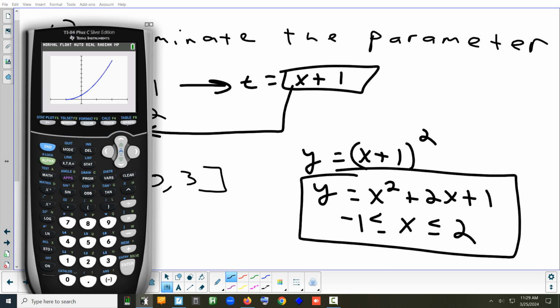Perfect. So it is a parabola, but it's only part of a parabola. And it's the part of the parabola from -1 to +2. That's where the -1 and the 2 came from. Any question on that?